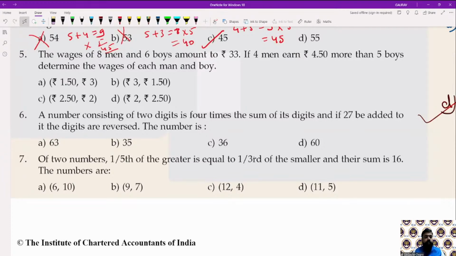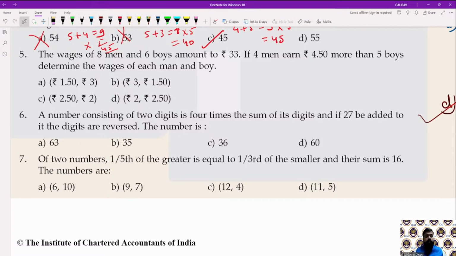Then 5, the wages of 8 men and 6 boys amount to rupees 33. If 4 men earn 4.5 more than 5 boys, determine the wages of each man and boy. So always focus on the first statement first and leave all the other things. Now, if we can check which of the options is satisfying the first statement, then check the second condition. Otherwise, no need to check the second condition.